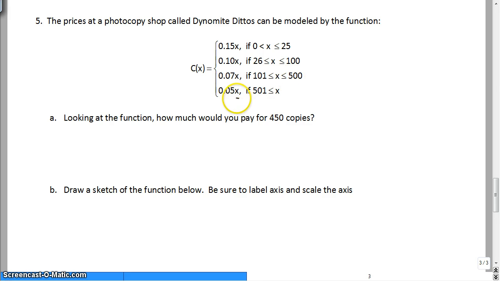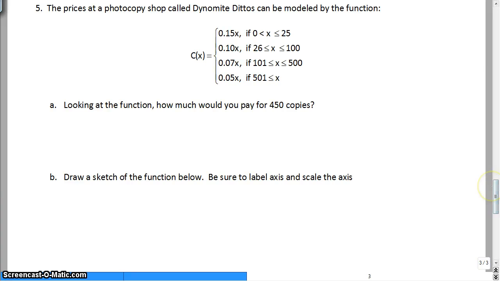And then if you're going to get more than 500 copies, I'm just going to give you 5 cents per copy. And you know from shopping or going to the store that a lot of times you get bulk rate discounts. That's why we have places like Sam's Club and Costco and stuff. So if we're looking at the function, how much would you pay for 450? Well, to do that, you just go back, think of your domain. 450 lies between 101 and 500, so we're going to substitute it in for 7 cents per copy times 450 copies, and that's going to give us $31.50.